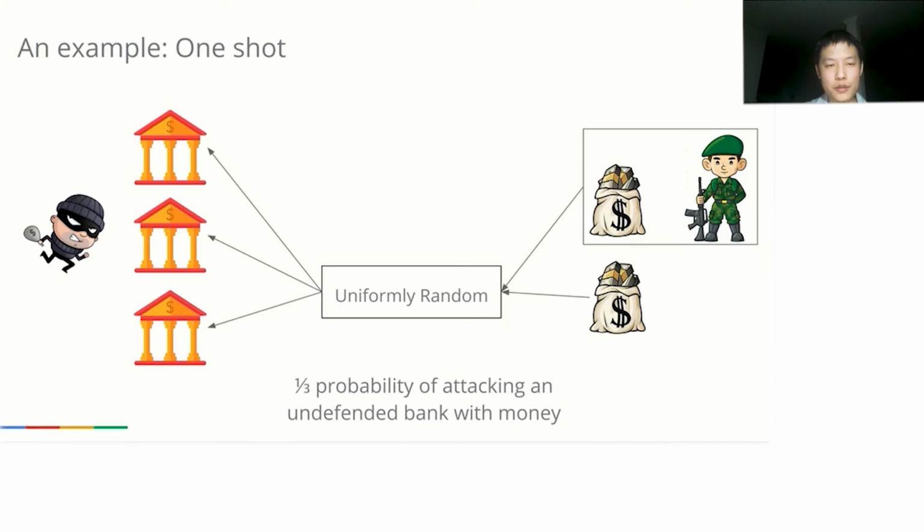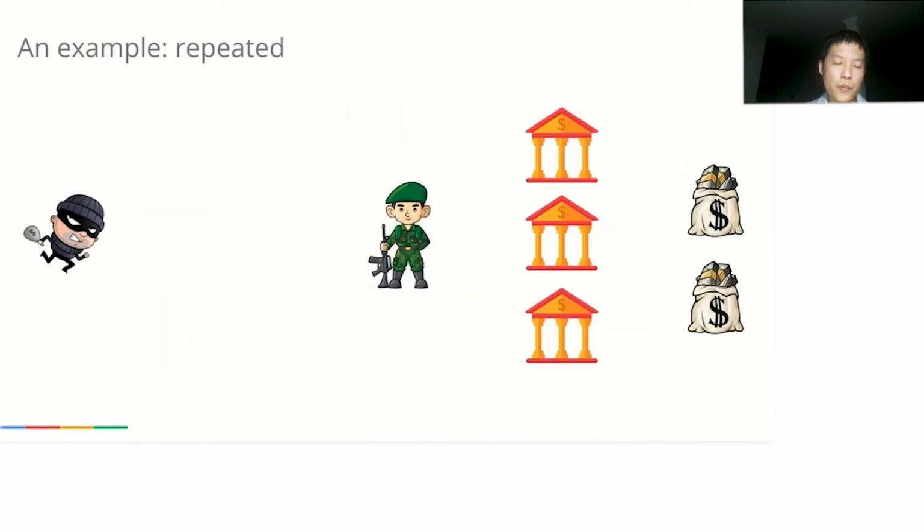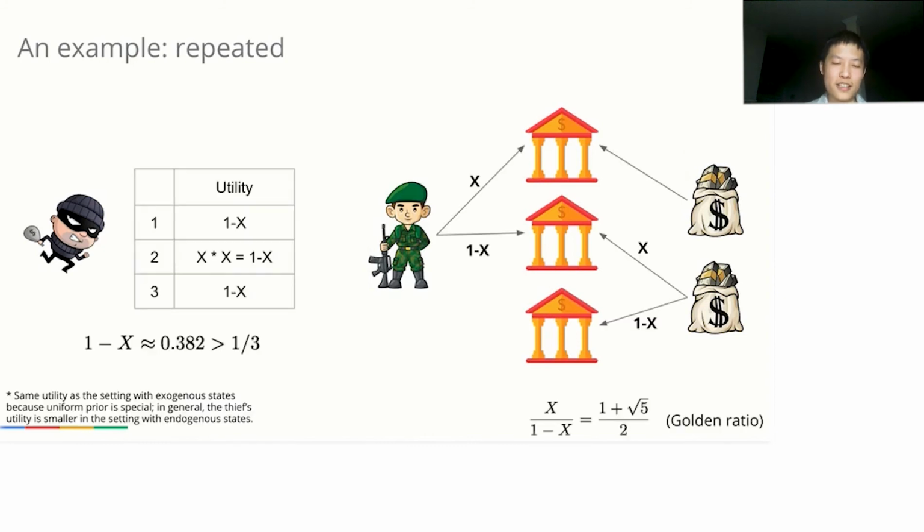So far so good. Actually, the key lesson we learn from this strategy is that when the game is one shot, then correlating the allocation of the money and the allocation of the soldier, the defense, will be beneficial for the leader. So what happens if the game is repeated? So it turns out that this is the optimal strategy for the defender.